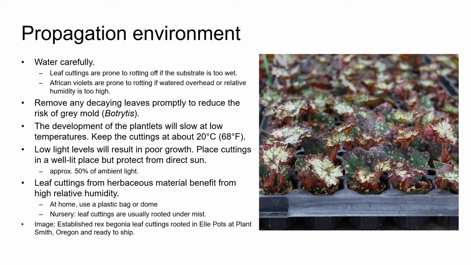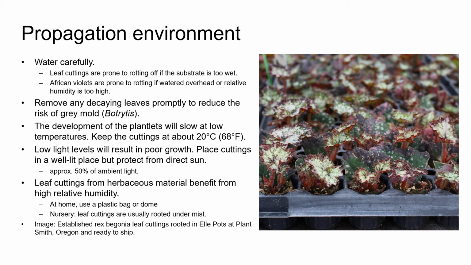The development of new plantlets will be slow at low temperatures, so aim to keep leaf cuttings at around 20 degrees Celsius or 68 degrees Fahrenheit. Low light levels will result in poor growth. In the nursery, approximately 50% of ambient light is acceptable. At home, put the cuttings in a well-lit place, but protect them from direct sun.